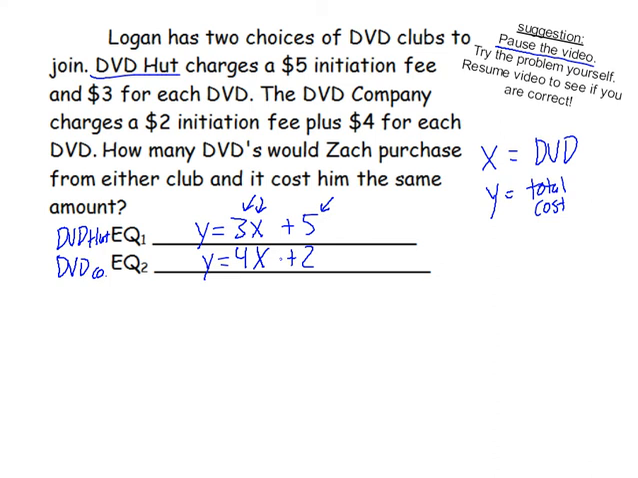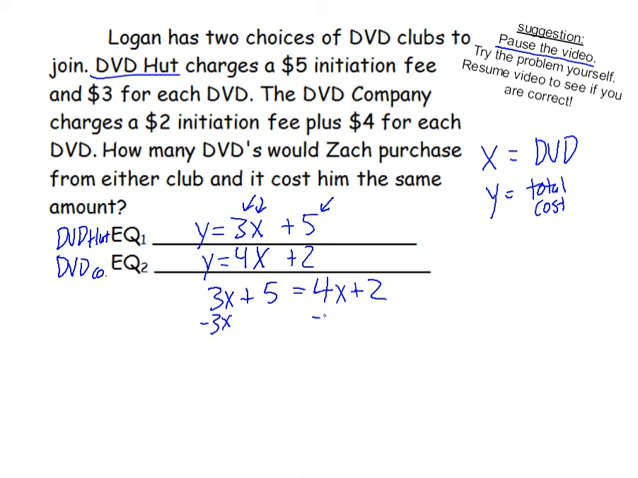So clearly, what we're going to find is the point of intersection. The point of intersection is going to represent the number of DVDs where the total cost for each company is going to be the same. Because they're both in y form, or slope-intercept form, I'm just going to simply put them equal to each other by removing the y. It's officially called substitution. And then I'm going to solve.